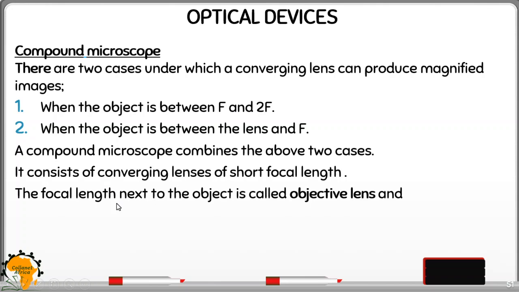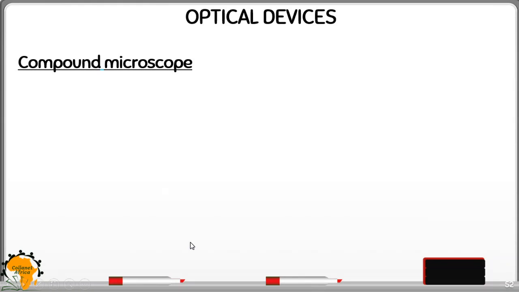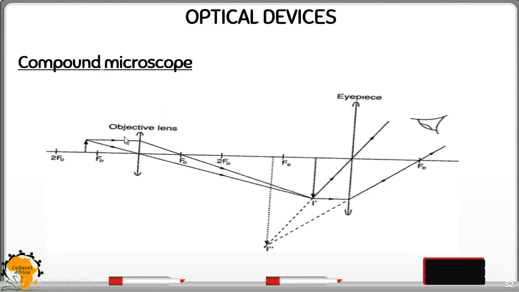So we have seen that it has two lenses. The focal length of the objective lens is short, and the one next to the eye, we have seen that it is called the eyepiece. The objective lens is of short focal length. So we have this kind of arrangement here. This is the object. Close to the object we have the lens that we are calling the objective lens. If you look at where we have placed the object, it is between twice F and F.